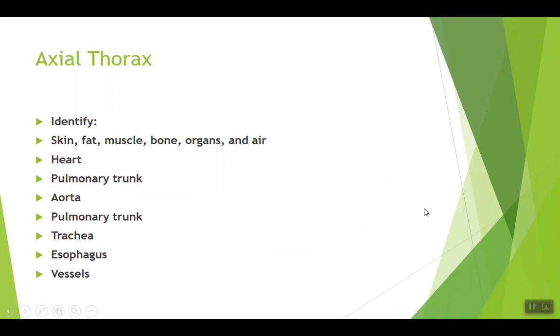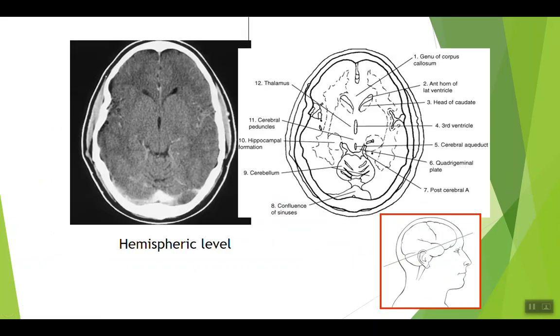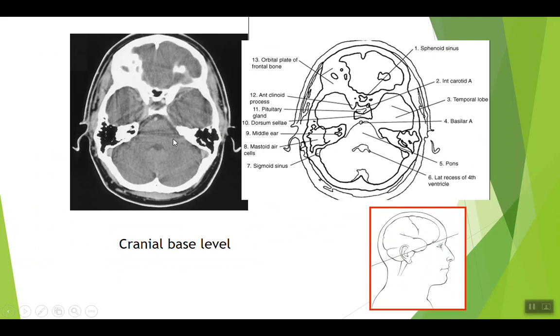All right, I think that's about it. Let me just go back and make sure we took a look at everything. We looked at the bones, we looked at the white and gray matter, we looked at the ventricles, the lobes, the choroid plexus, the gyri and sulci, the falx cerebri, and of course, all this back here is all cerebellum, by the way, 4th ventricle located within that. So we covered all that. Any questions on the head?